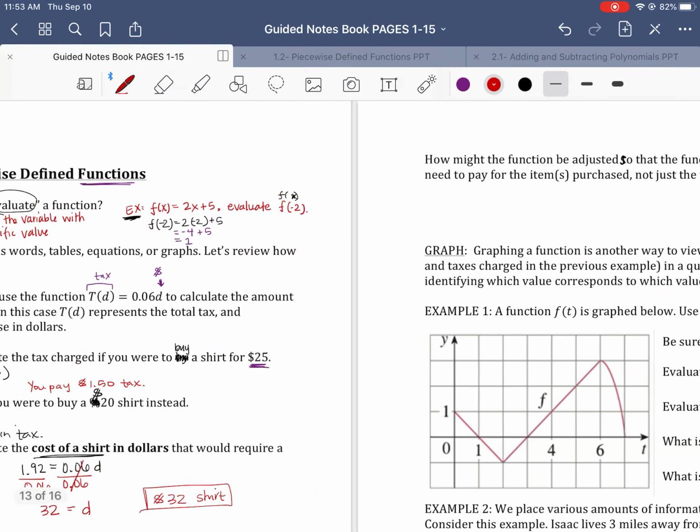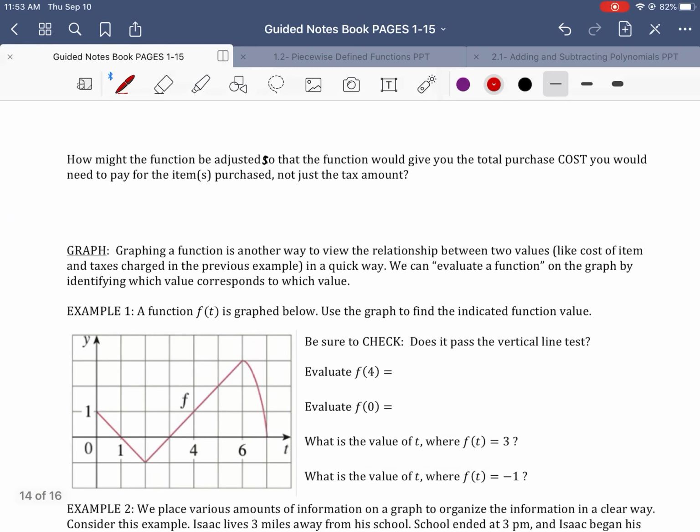One more question related to that. It says, how might the function be adjusted so that the function would give you the total purchase cost you would need to pay for the items purchased, not just the tax amount? So right now, you have the function. Again, I'm going to write it here. And when we calculate with this, it gives us just the amount of tax you're going to pay. Well, you're going to pay your tax on your shirt, but you also need to pay for the shirt, right? So we need to add the price of the shirt. Remember, D represents the price of the shirt.